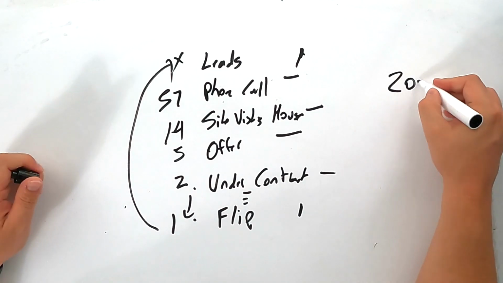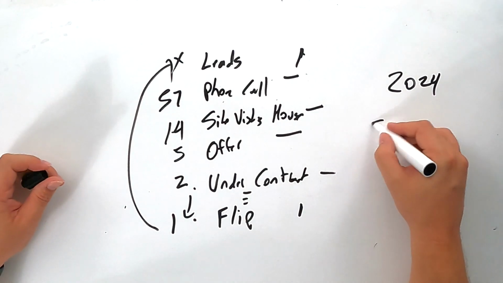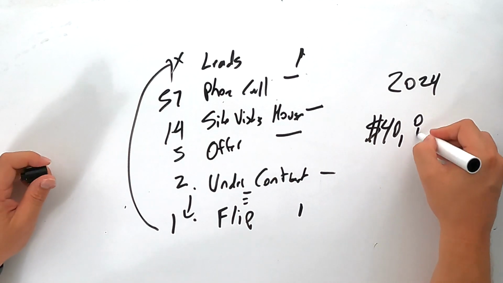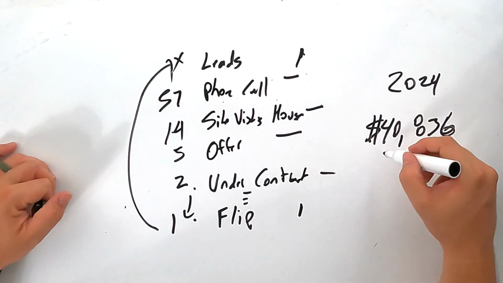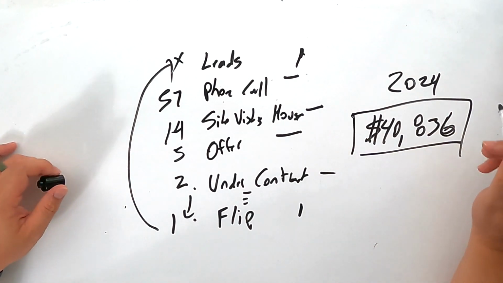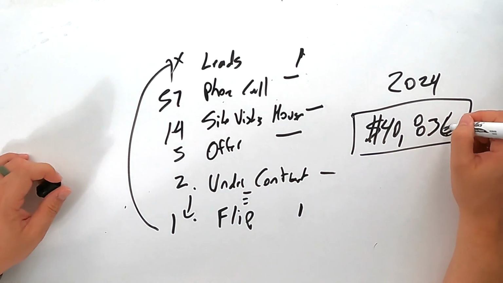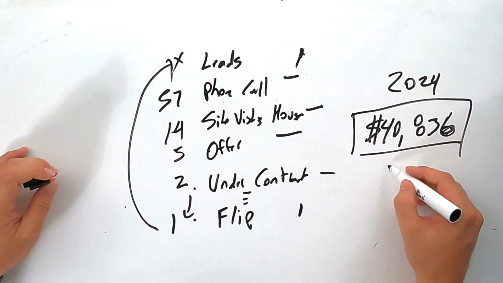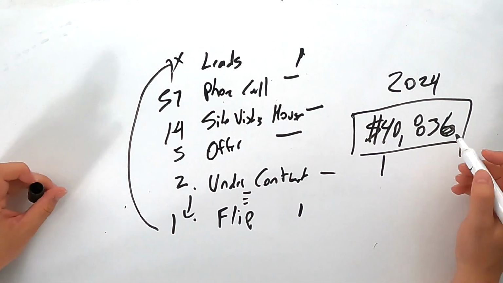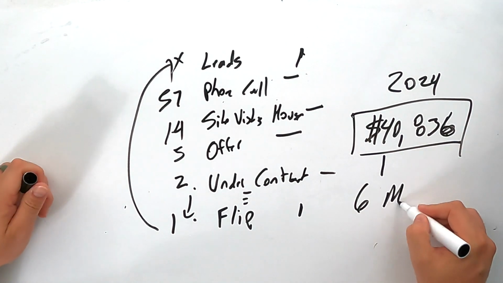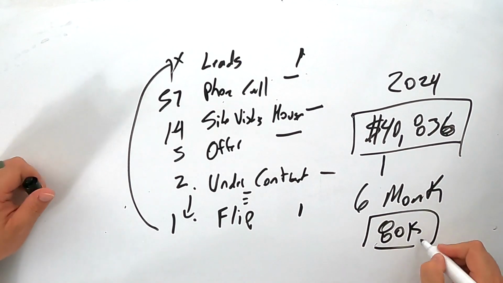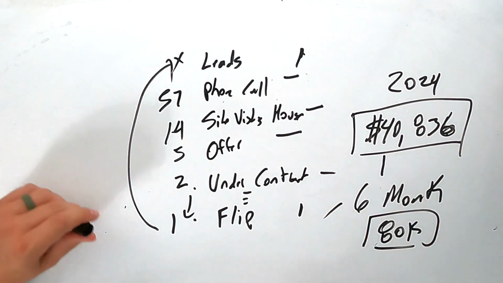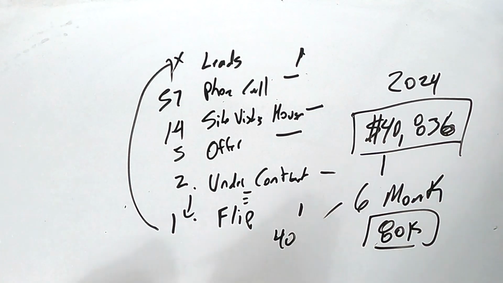The average profit on a flip in 2024 was $40,836. So think about this. How much work would you be willing to do for $40,836? Well, a lot of people, their salary is somewhere around double that. So 6 months. If you're making like $80,000 a year, you're basically saying, I'm willing to spend 6 months. But guess what? You're probably spending at least 40 hours a week.